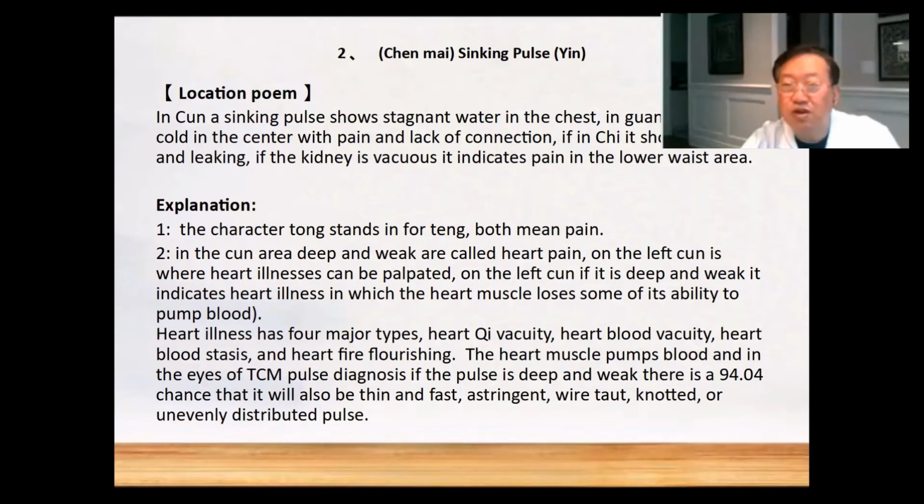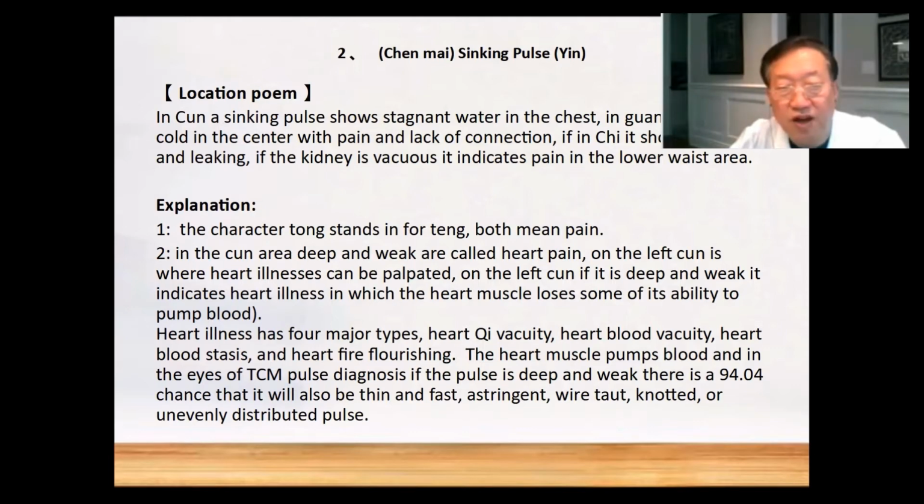In the Cuan area, deep and weak are called heart pain. On the left Cuan is where the heart illnesses can be palpated. On the left Cuan, if it is deep and weak, it indicates heart illness in which the heart muscle loses some of its ability to pump blood. Heart illness has four major types: heart chi vacuity, heart blood vacuity, heart blood stasis, and heart fire flourishing.